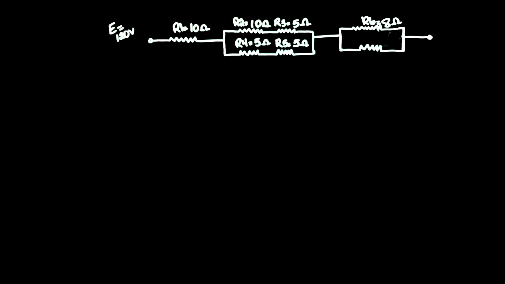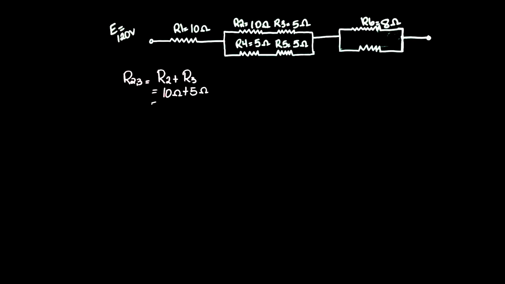They are directly in series with each other, being that the load side of resistor 4 is directly connected to the line side of resistor 5, providing only one path for current flow. So in order for me to condense resistor 2 and 3, I simply would add them together. So R2,3 is added directly. So 10 ohms plus 5 ohms gives me a resistance of 15 ohms.